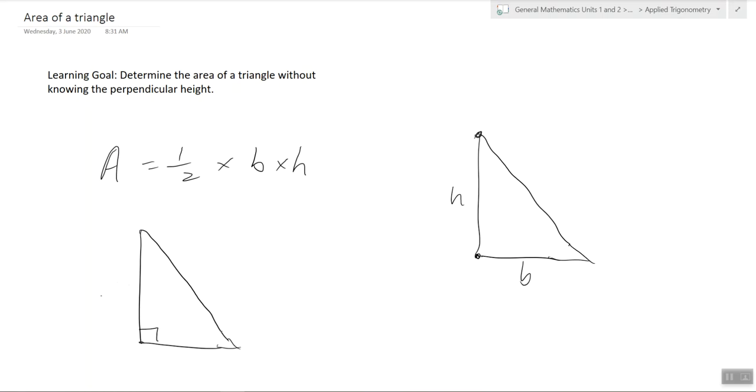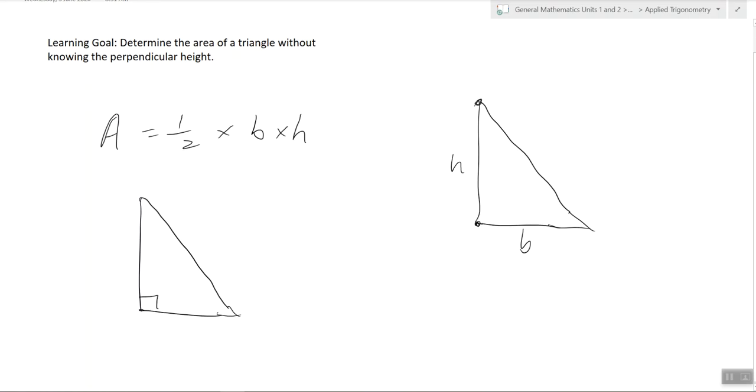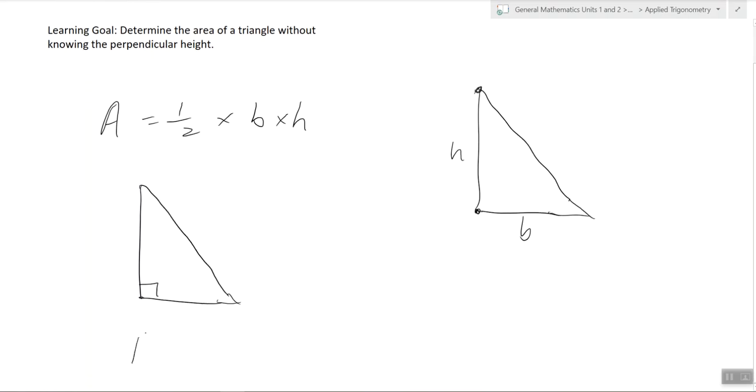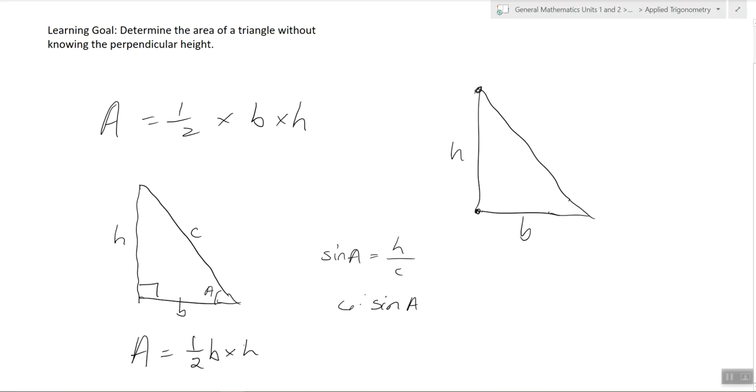If we didn't know the perpendicular height, what could we do instead? Yep. Do you remember exactly what it was? Normally we've got that. So we're going to change the little h for this angle here. In the textbook, they call it a capital A. So we multiply the c over here. Does that make sense?